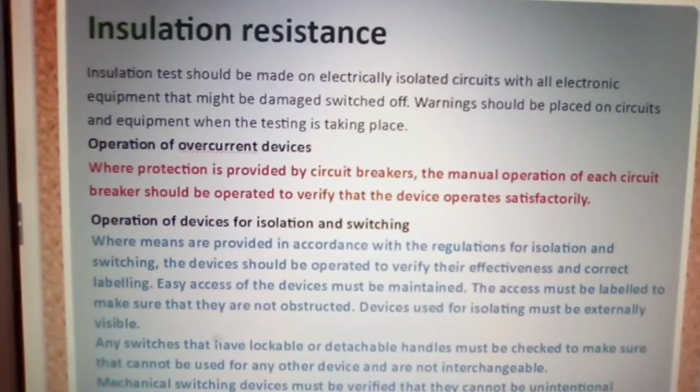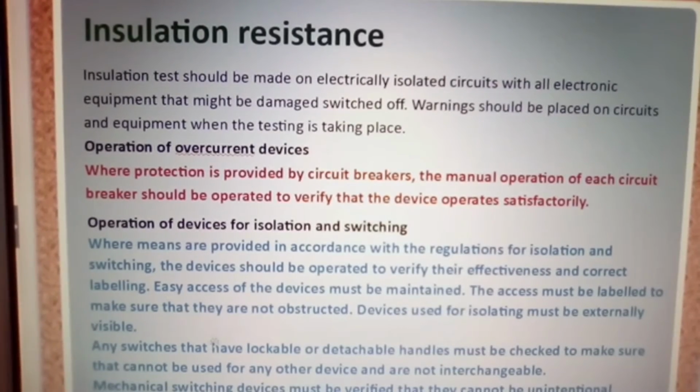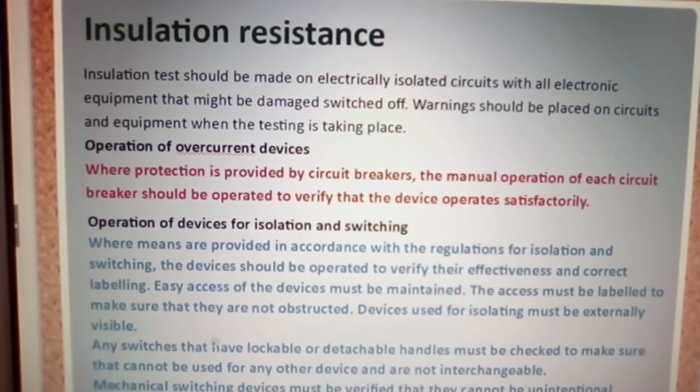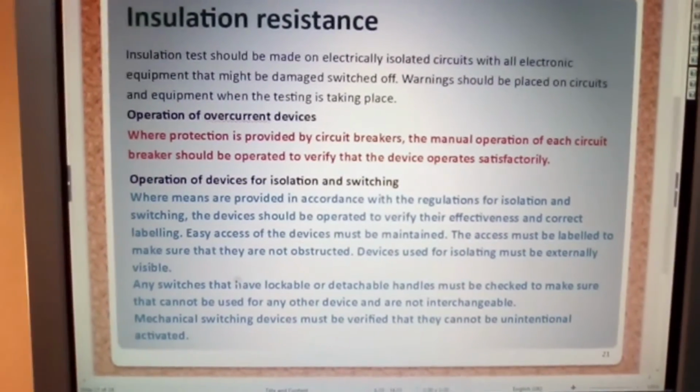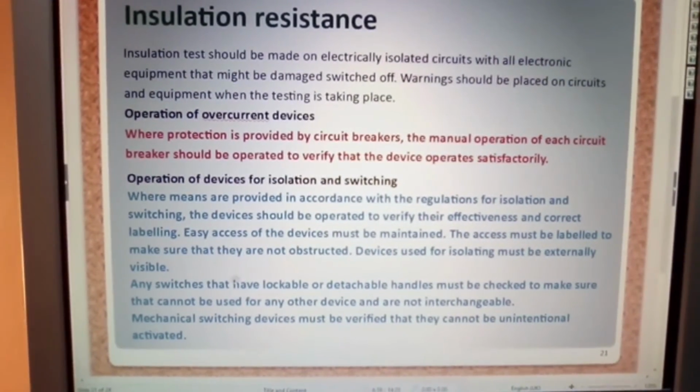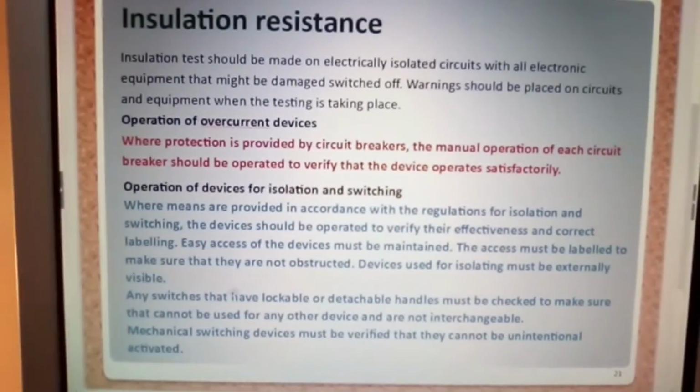Here again, it's telling you in regards to insulation resistance tests how and what you need to do to make sure that you're not damaging any electronic components which may be in the circuit.